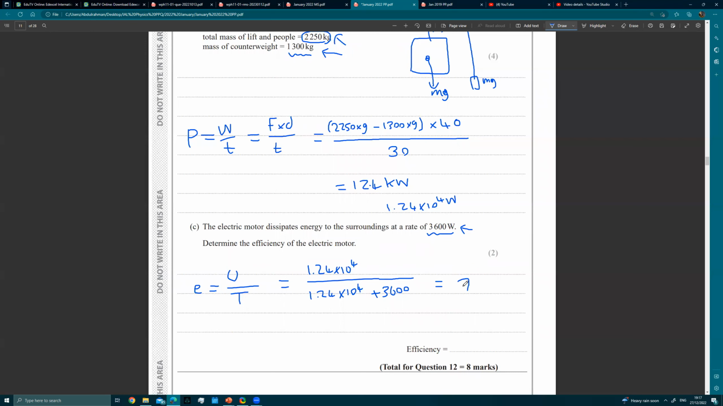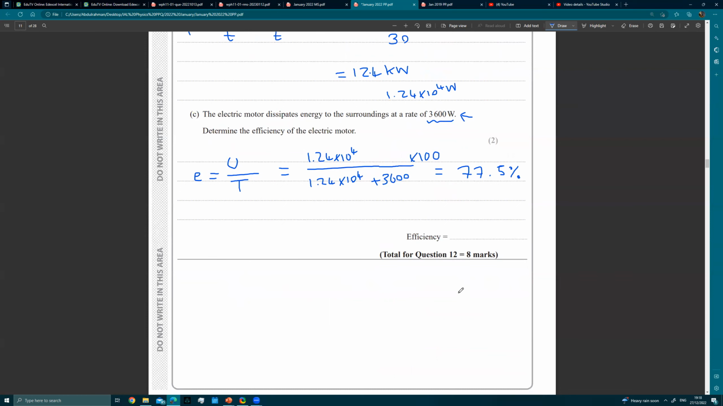77.5%. Again, I'm going to put three significant figures as you did. So 77.5%. Excellent. You technically times by 100, so I'll put that on your working out. Good.